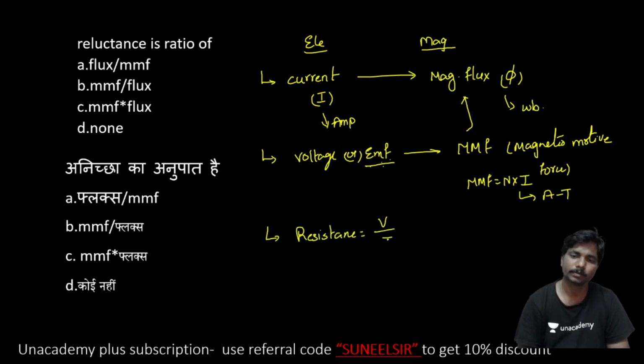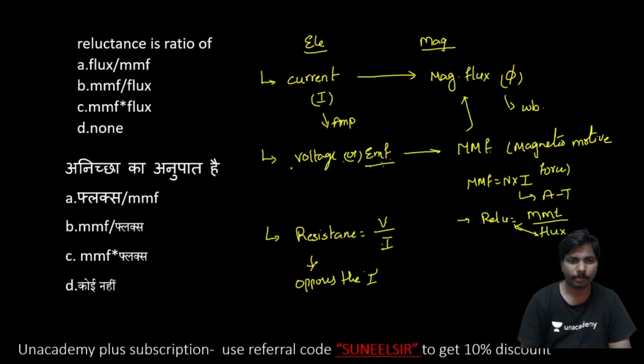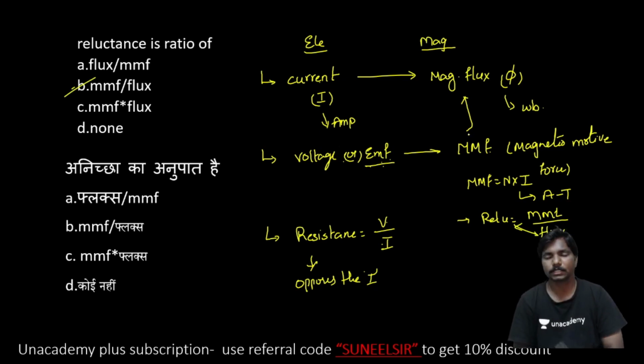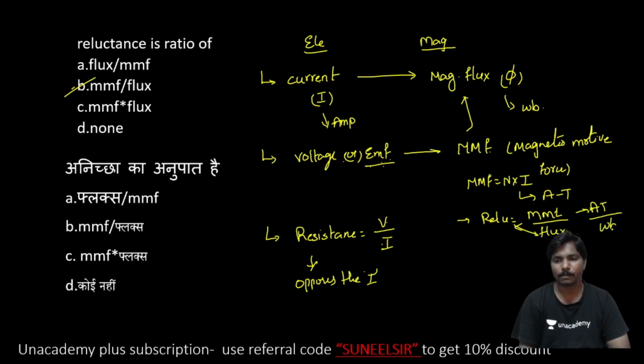Resistance is voltage by current. It opposes the current, so it is inversely proportional to the current. In the same way, for reluctance, in the place of voltage we have MMF, and in the place of current we have flux. So it is inversely proportional to the flux, and reluctance is equal to MMF by flux. If you compare like this, you can easily understand. Current and flux, voltage or EMF and MMF, resistance and reluctance. Units: MMF is ampere turn, flux is Weber, reluctance is ampere turn per Weber.